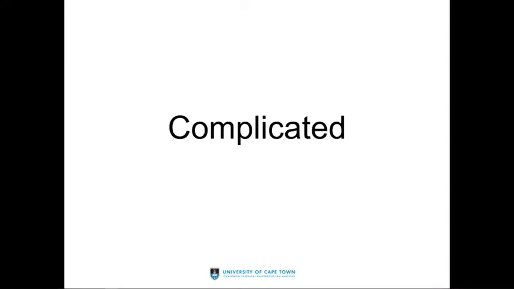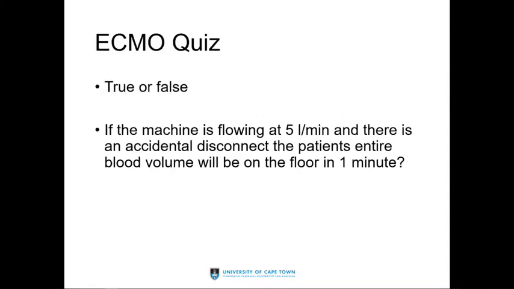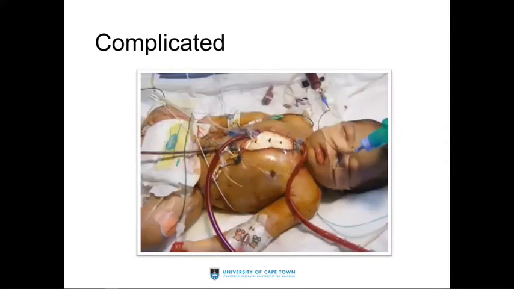In terms of how complicated it is, the nurses all do a training quiz, and this is one of the questions. If the machine is flowing at 5 liters a minute and there's an accidental disconnect, the patient's entire blood volume will be on the floor in 1 minute. True or false? So this is why a lot of our training actually focuses on the nurses and not the registrars, because if there is a crisis, there is not much time to respond to these very sick patients. It's complicated, especially if it's post-cardiac surgery. And here you can see a child with an open sternum and cannulas coming out of it.